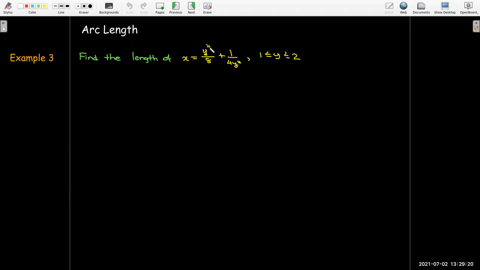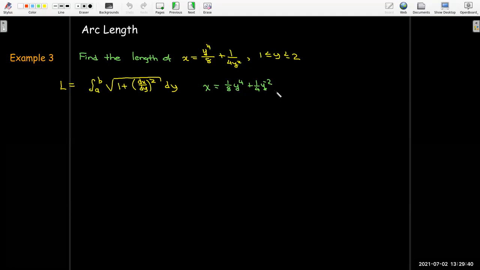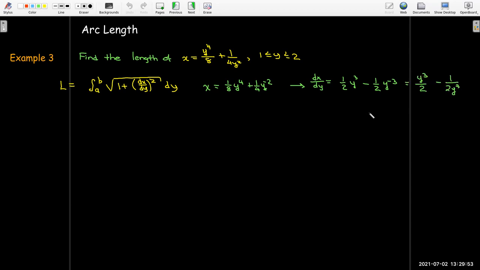So I have x equals y to the fourth over 8 plus 1 over 4y squared, and I have my bounds on y. So since really everything is given as x as a function of y, I will use our formulation where we have a dy integral. And so I'll rewrite x in terms of powers of y, find dx dy, and now I have to do some algebra in order to calculate the integrand in a way where I can find the antiderivative.